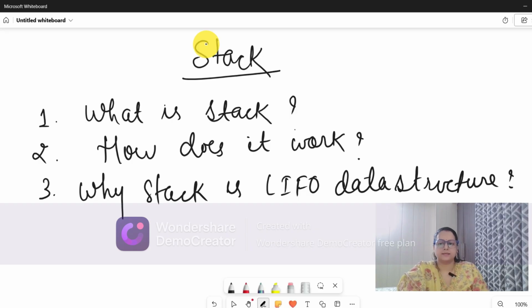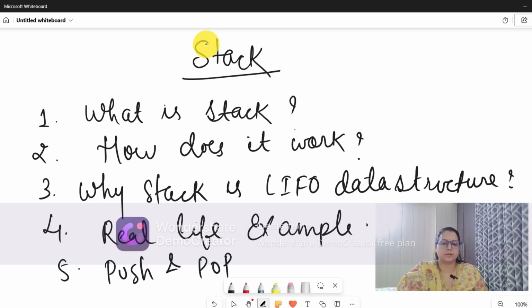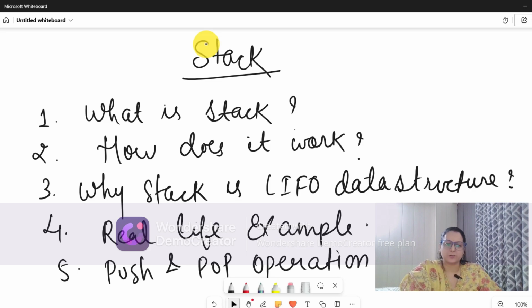And the next point, we will understand a real life example of stack. And at last, we will understand two important operations, push and pop. So what are push and pop operations? So these are the points we will cover in today's video. So let us start one by one. So let's get started.